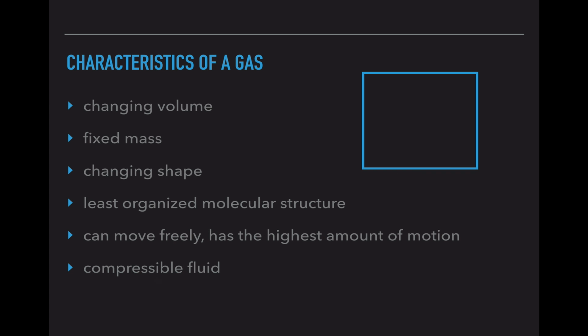So the last one we're going to talk about is a gas. Now the gas has the most that changes. It has a changing volume, which means that you can compress the gas down or let it out to fill a room. It does have a fixed mass. If you start with the same number of gas molecules, the mass of that gas will always be the same amount. It has a changing shape.